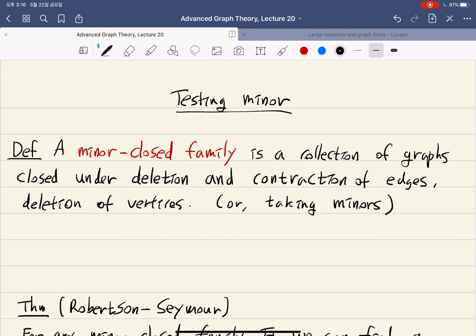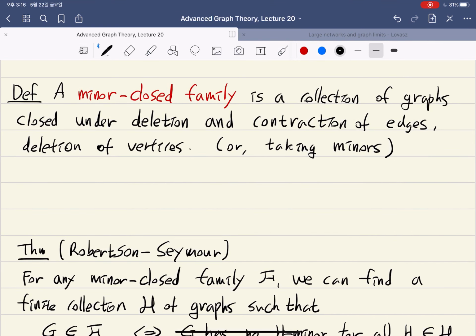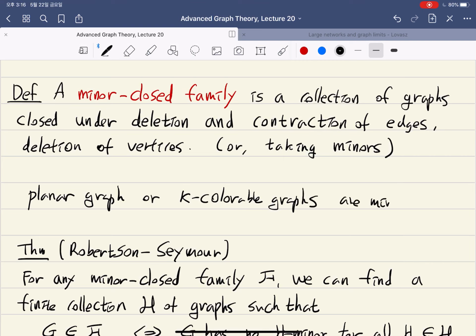And many interesting families of graphs are minor closed. So for example, planar graphs. If you have a planar graph and you take a minor, then that's again planar. Or we can consider k-colorable graphs. Those are minor closed. So if originally the graph is k-colorable, then you take a minor, then it is also k-colorable.